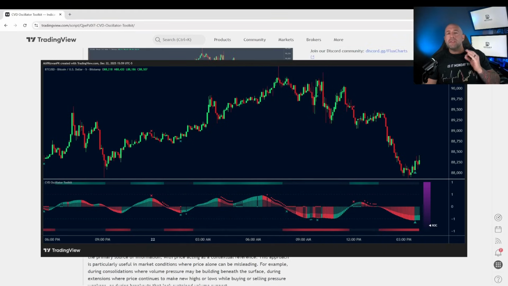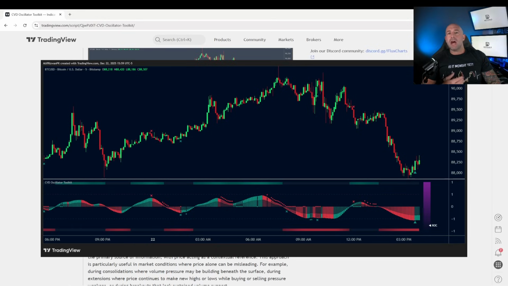Let's start with the delta volume and CVD core engine. This feature forms the foundation of the entire indicator. Let's start with CVD. CVD is a measure of net buying and selling volume over time. It is built by estimating whether each candle's traded volume was driven primarily by buyers or sellers, and then accumulating that imbalance across consecutive bars.